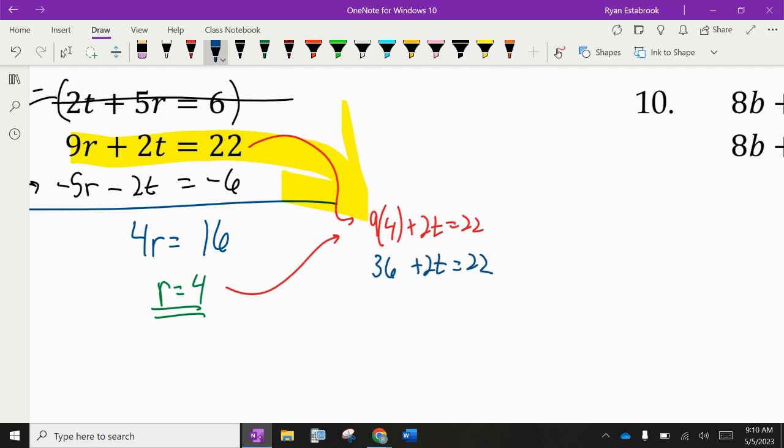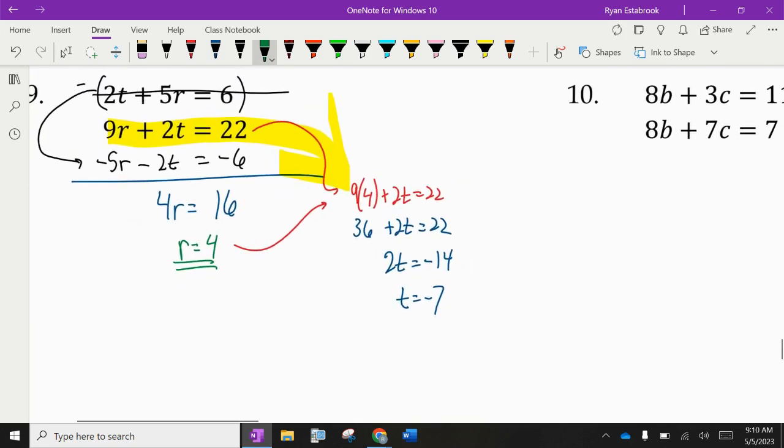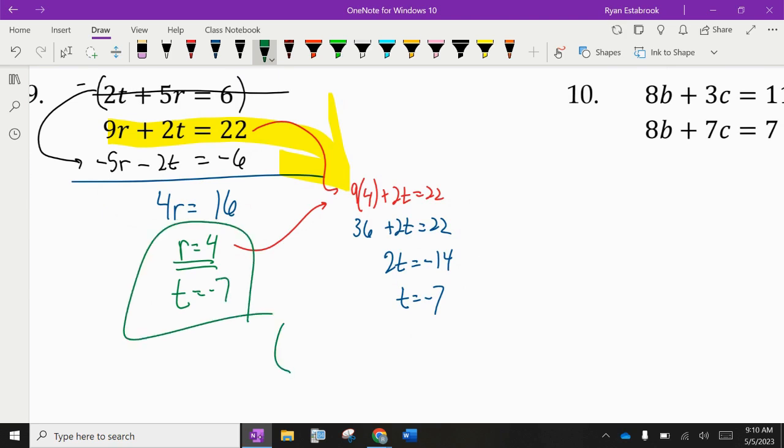So plug 4 in for R. 22 minus 36, I believe, is negative 14. Divide by 2. So in this one, it's not x comma y, so I'm not going to put it in an ordered pair. I'm just going to say R equals 4, T equals negative 7, and I can put it like this. If I were to put it in parentheses, alphabetically, R comes before T, so I could do this. Although we usually only do ordered pairs when it's x comma y. So I wouldn't recommend doing it in that way. I'd just say write it like that.